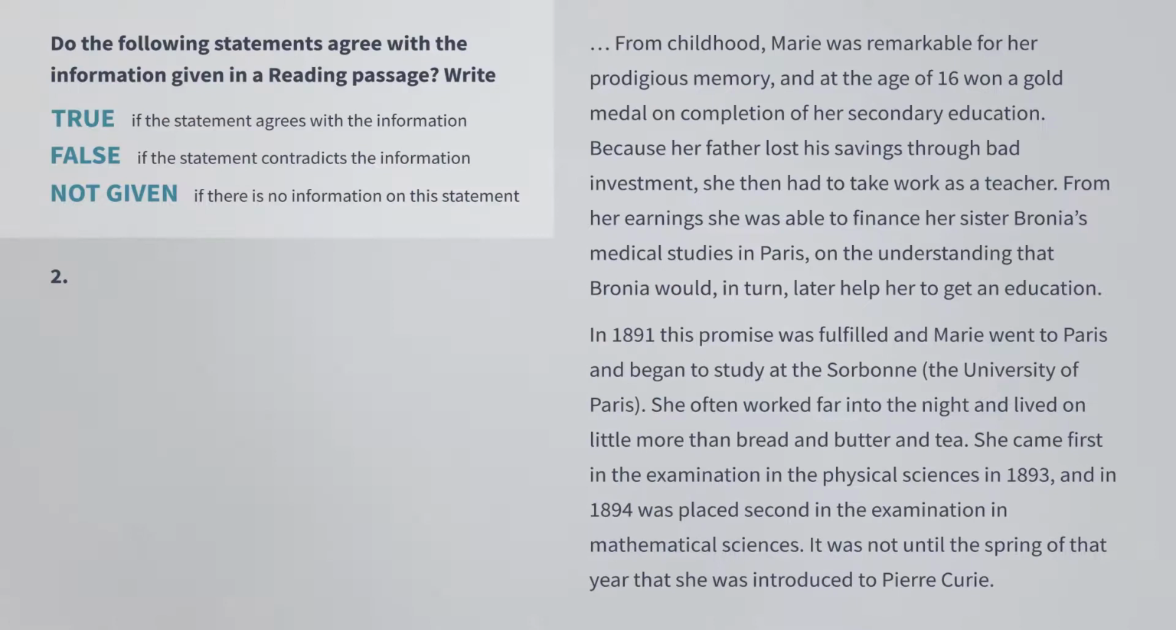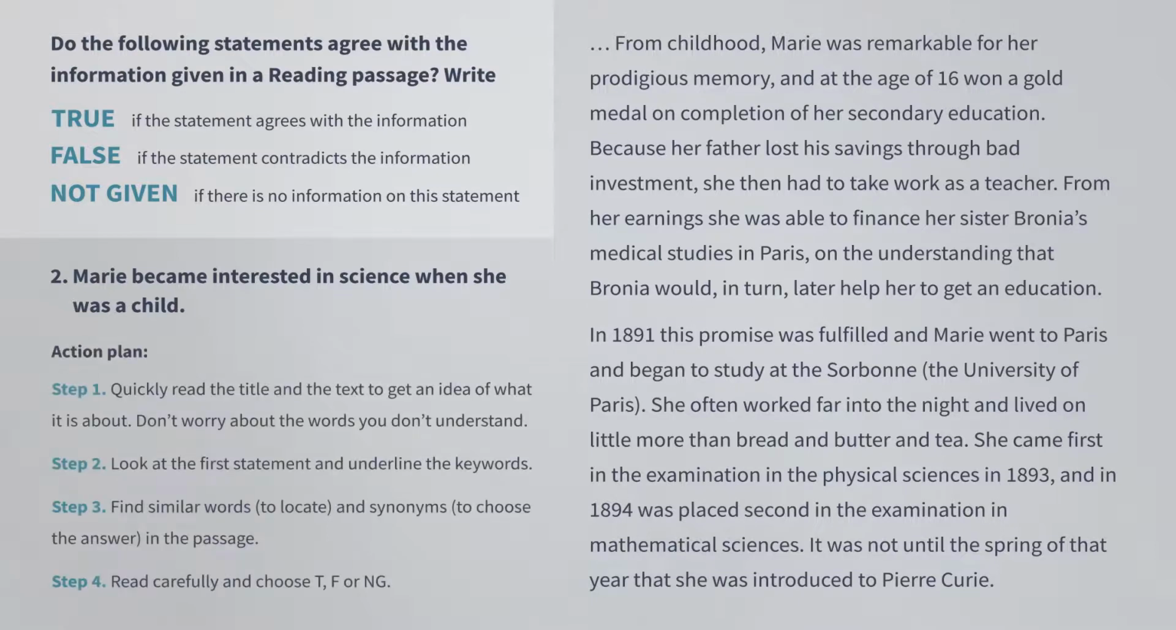Now, why don't you try these steps with other questions yourself? Statement 2. Marie became interested in science when she was a child. Find the answer using the steps. You've already done step 1. Remember, the statements follow the order of the text, so now you can see the part of the passage that goes after the previous one. You may want to pause the video for some time now. Ready? Let's take a look together.